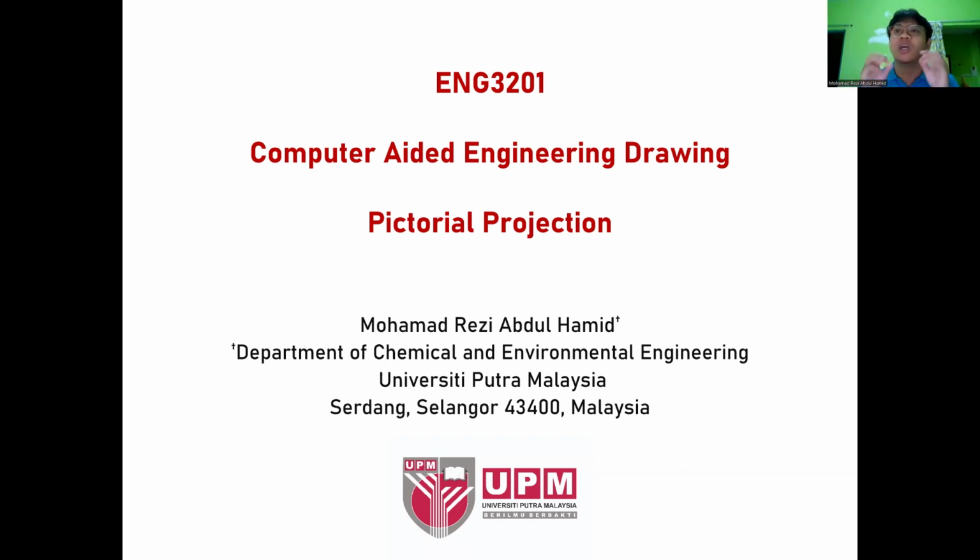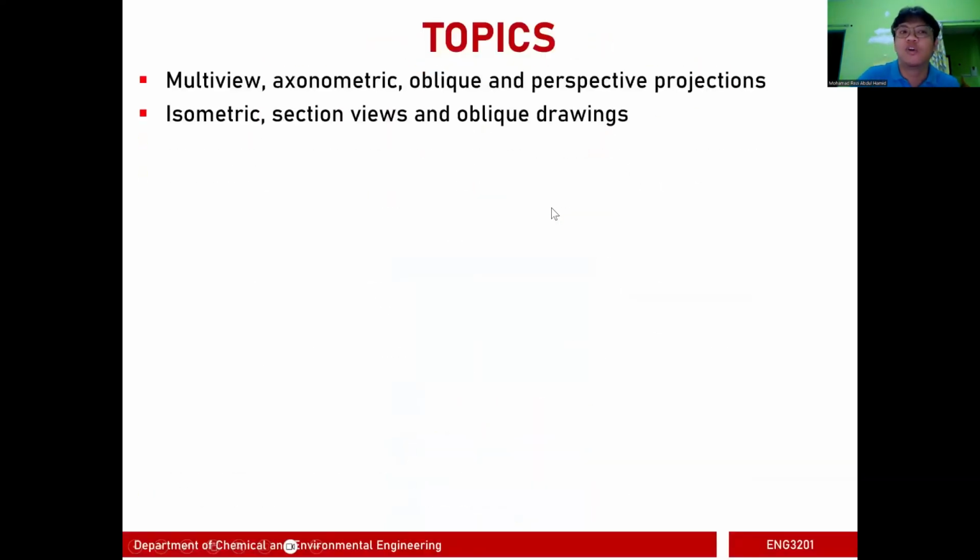So what does it mean here? You only need to draw one picture, a drawing of an object in a certain way, that shows all three dimensions. So that's one way for you to look at it. All right, let's begin. First things first, what are the topics? I'm going to go over multi-view drawing, axonometric drawing, oblique and perspective projection.